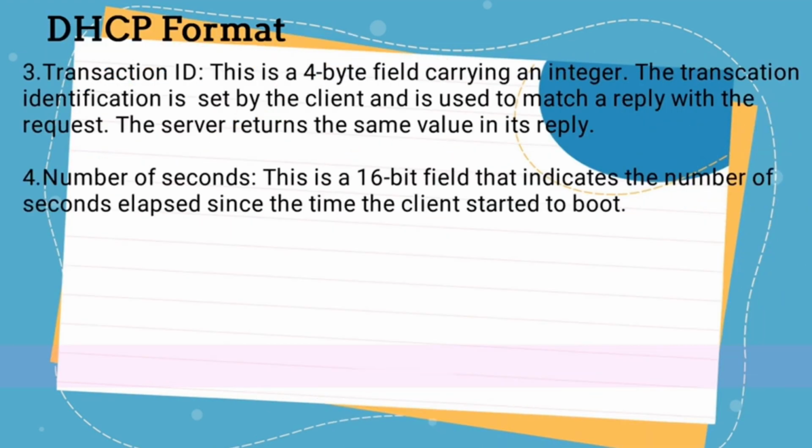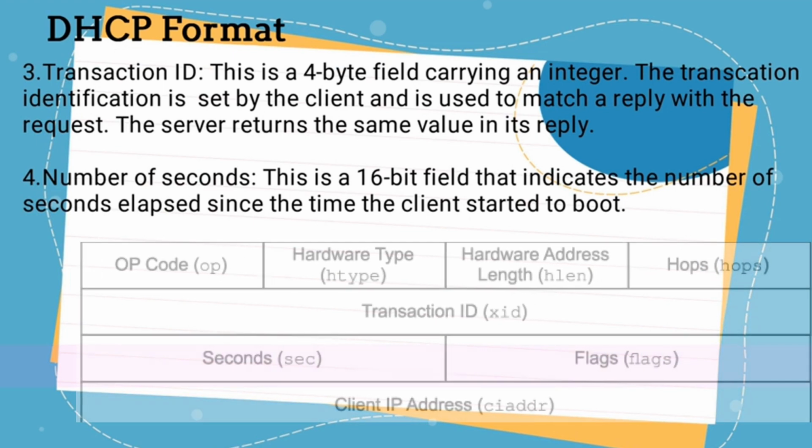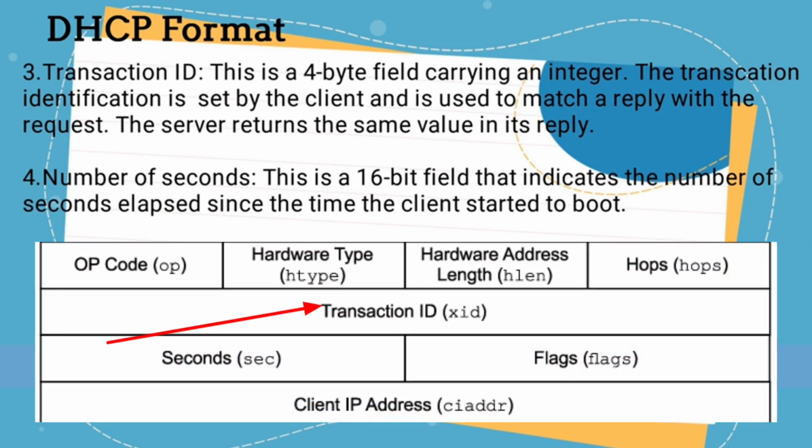Transaction ID. This is a 4-byte field carrying an integer. The transaction identification is set by the client and is used to match a reply with the request. The server returns the same value in its reply.